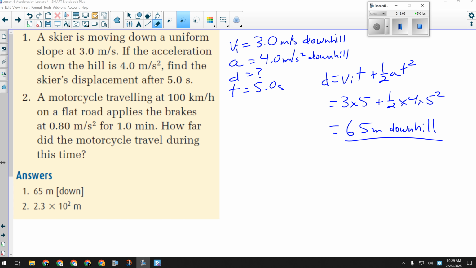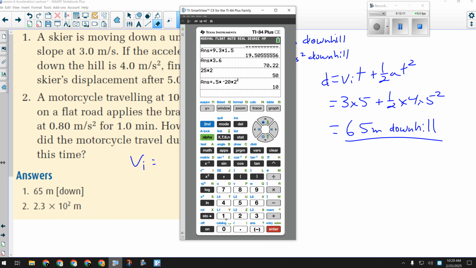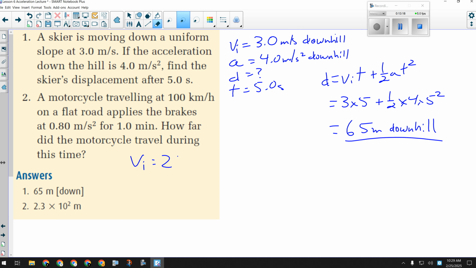Okay, so for this one here, first thing we have to do is convert that initial velocity of 100 kilometers per hour to meters per second. So 100 divided by 3.6 should be like 27.7 repeating meters per second. And it applies the brakes. Here's the trick I didn't warn you about. That 0.8 needs to be negative. Brakes make you go slower. They produce a negative acceleration.